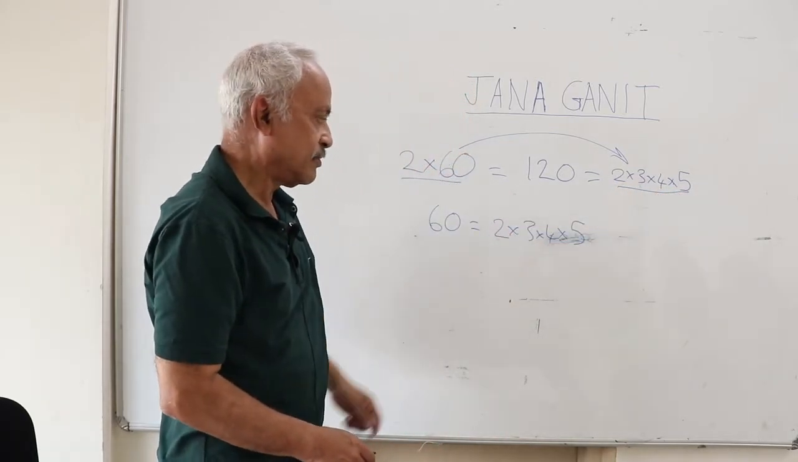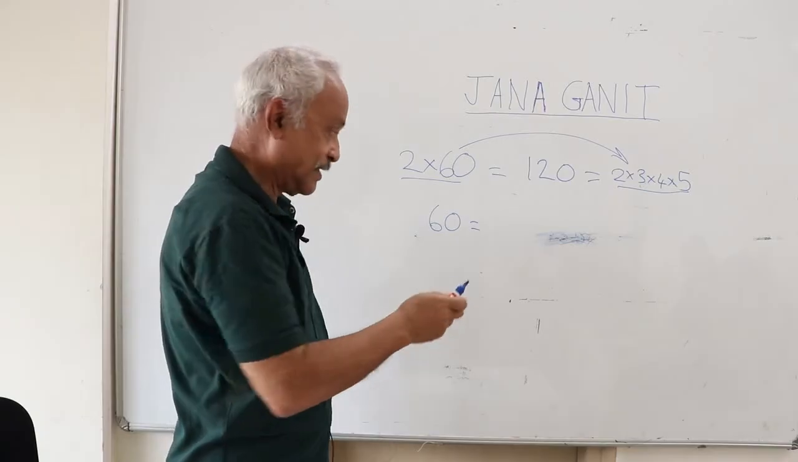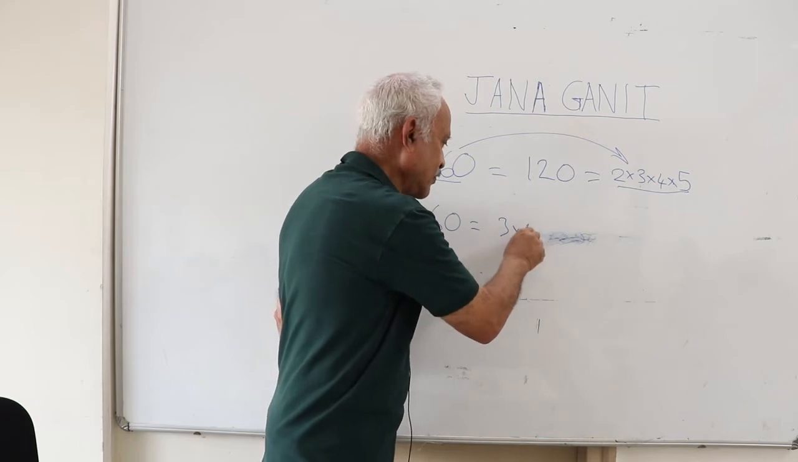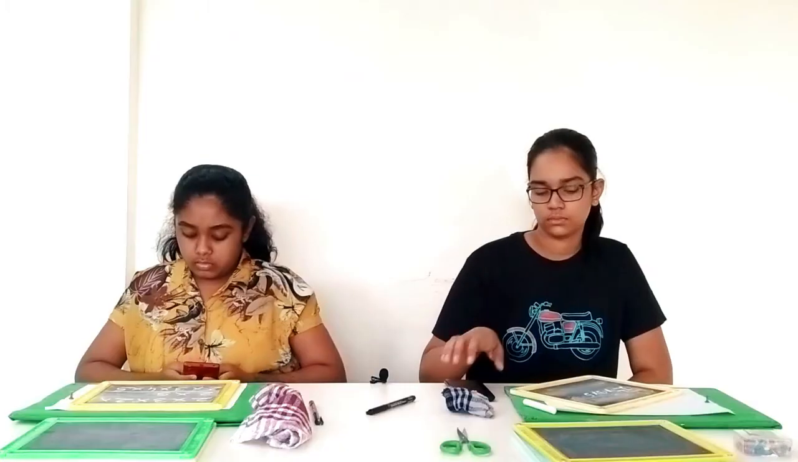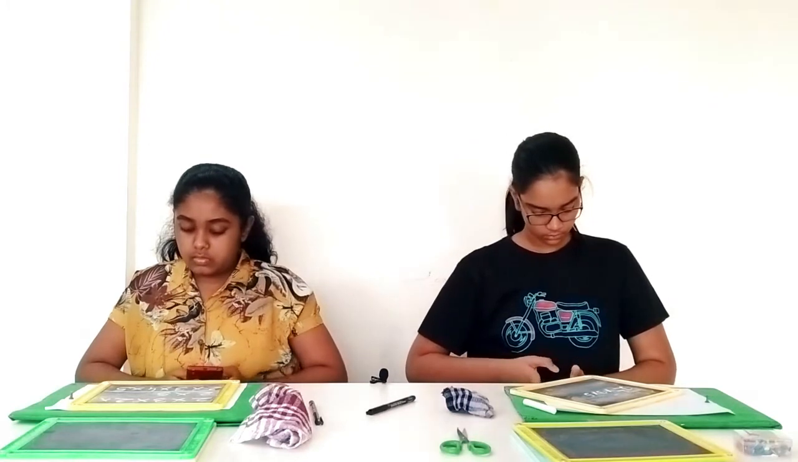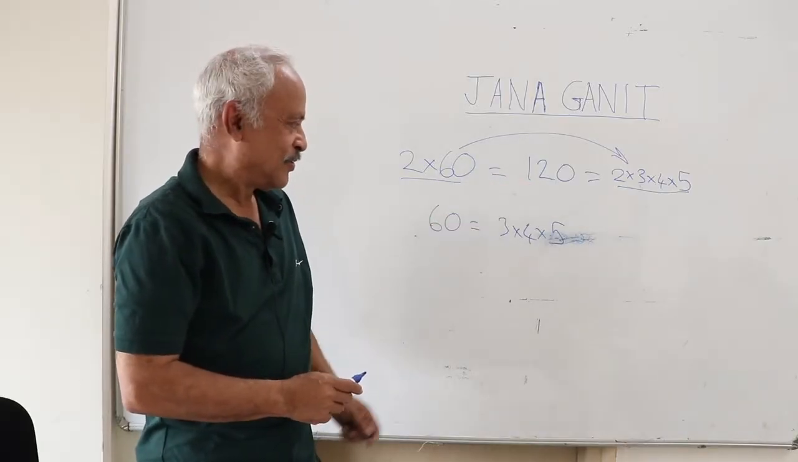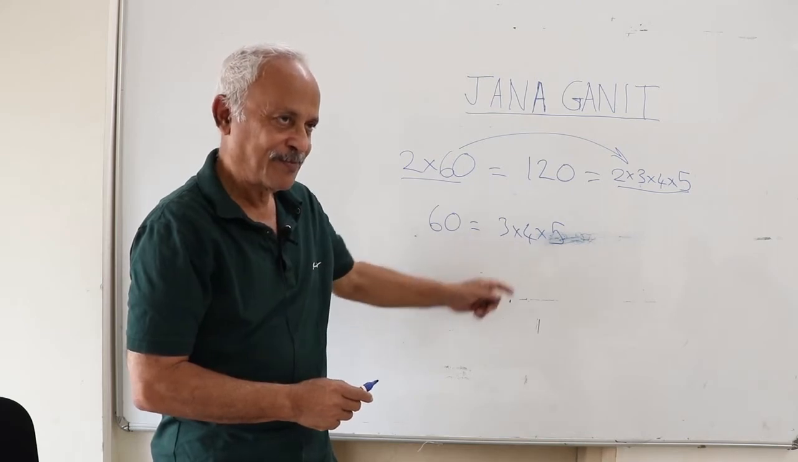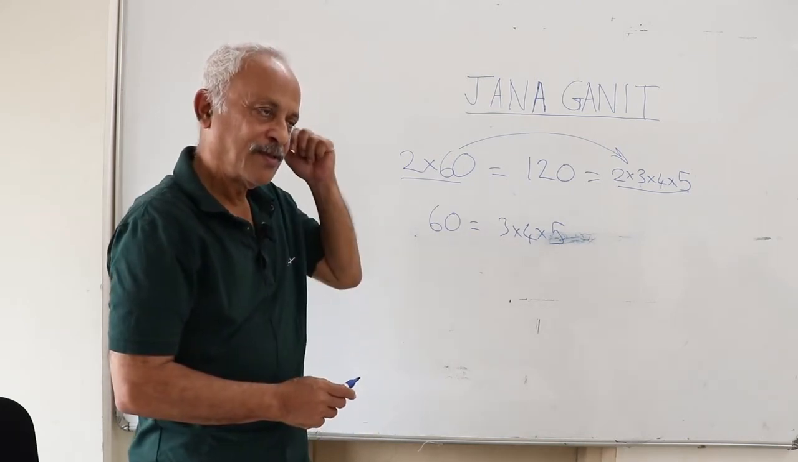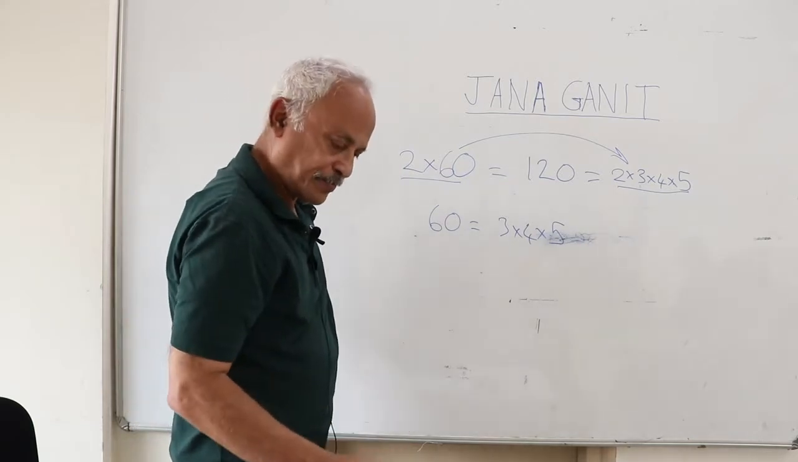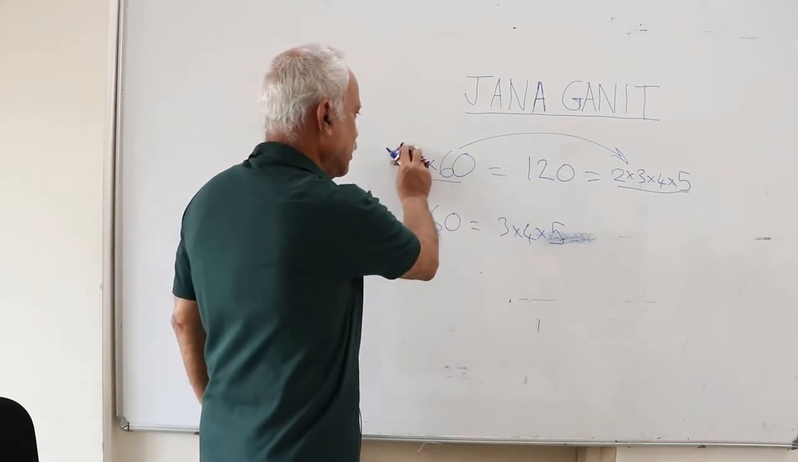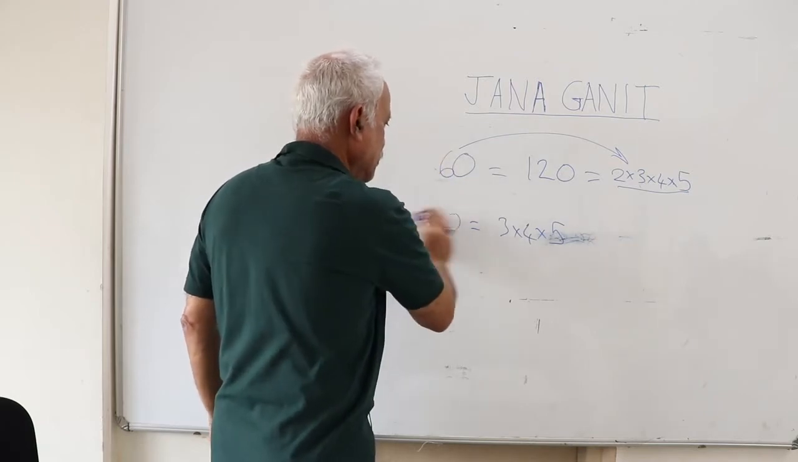So what is 60 equal to? 3 into 4 into 5. Let's see. Try it on your calculator. So by looking at this, you know that 60 is 3 into 4 into 5. Okay. So let's do some more practice now.